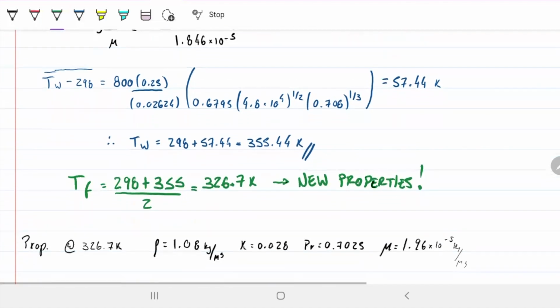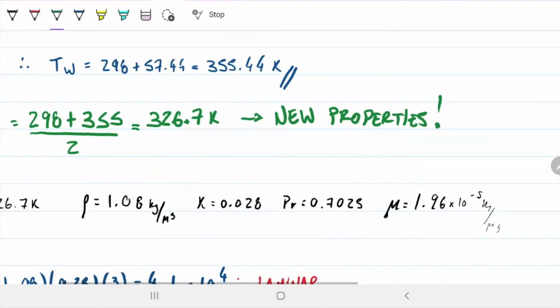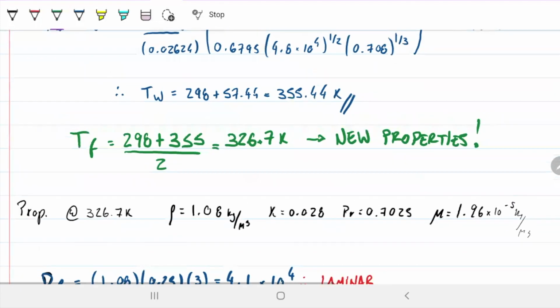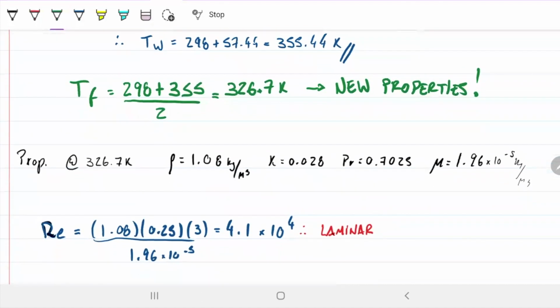So luckily for you, I already did that with the previous class. So these are the properties at 326.7. And then I can calculate Reynolds. And my Reynolds decreased. So if you guys recall, it was 4.8. And now it's 4.1. Okay.